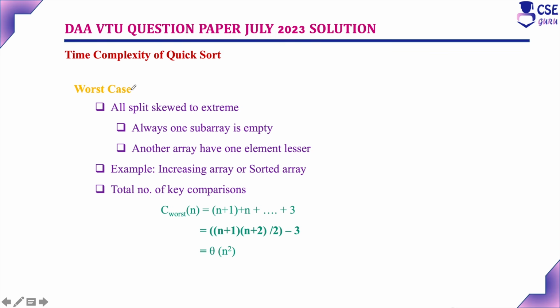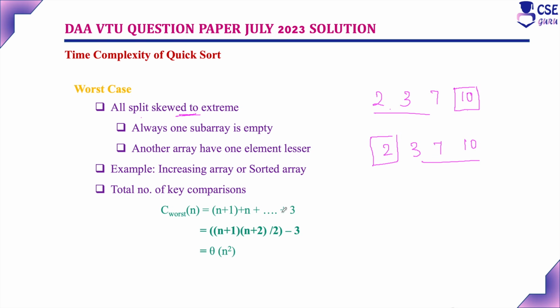And the worst case time complexity, if you are considering, is when all splits are skewed to the extreme. For example, 2, 3, 7, 10: if the partition happens exactly at 10, there is no right side element, only the left side array is there. Or otherwise, if the partition happens here, it is left skewed, and this is right skewed. If it happens here, only the right part of the array you need to apply quick sort to again. Here only the left part of the array you need to apply quick sort to again.